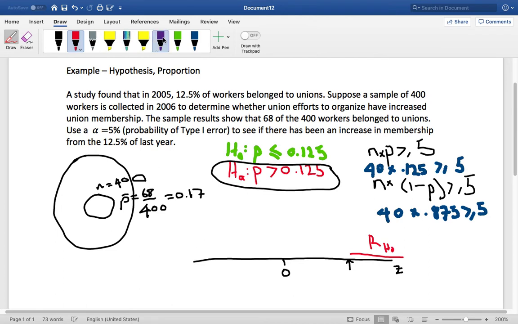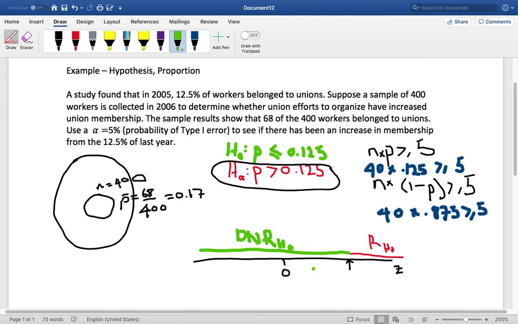And the other side is going to be the do not reject H0 zone. So let's go down here. So this is do not reject H0.